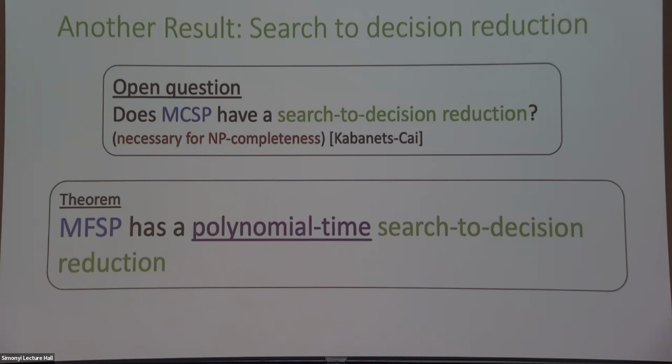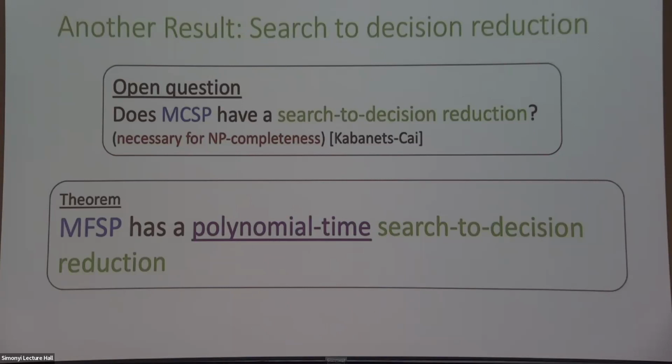Okay. And so then the theorem we prove is that for this minimum formula size problem, you can actually get a polynomial time search decision reduction. In comparison to our previous result, this is kind of interesting, because our previous result was saying that using sub-exponential time reductions, we can get an NP hardness proof. So you might expect that if we got a search decision reduction here, it would be sub-exponential time, but actually we can do some trickery and make this a polynomial time reduction.